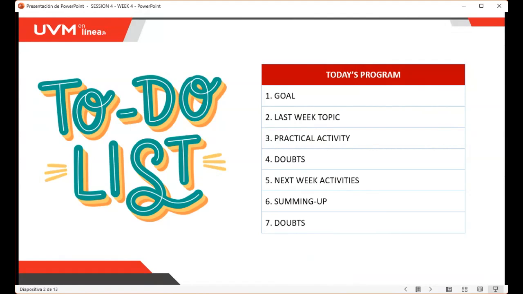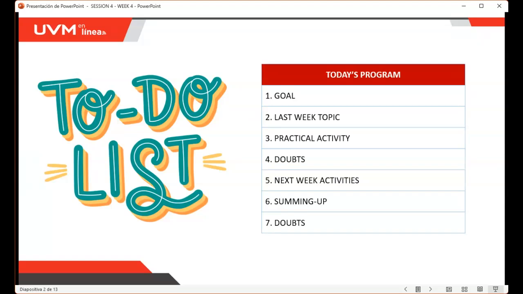In this case, we will review mainly grammar because I think it's important for us to recover the grammar that you have learned this week. Then we will have a space for doubts. We will talk about next week activities, which, as you already know, is going to be the next unit on the Cambridge platform. Then we will do a summing up about the next week activities. And then again, we will have a space for doubts at the end of the class.